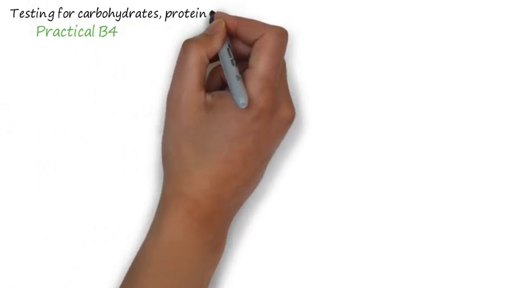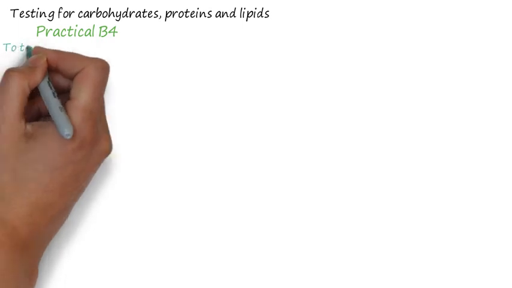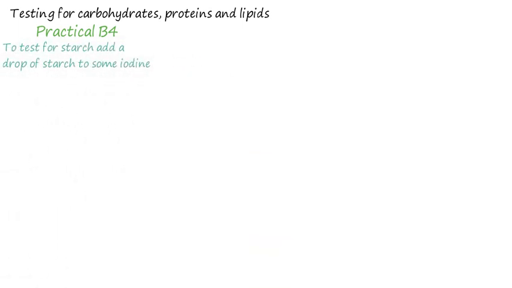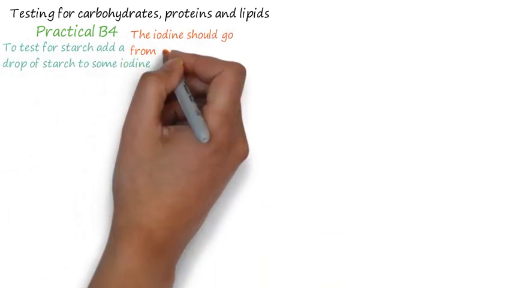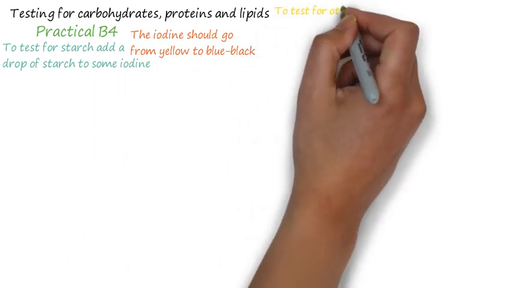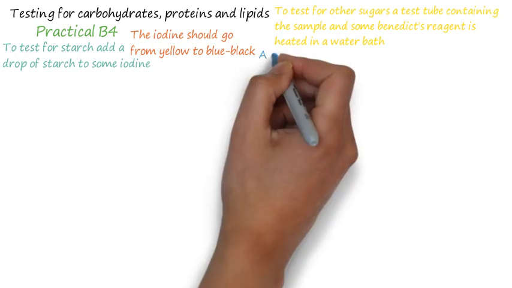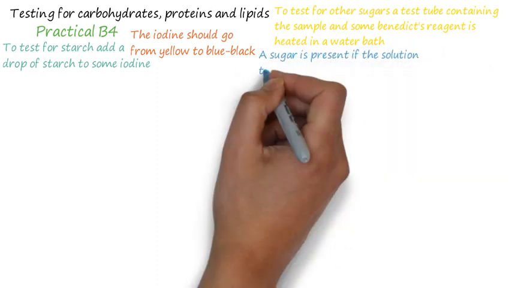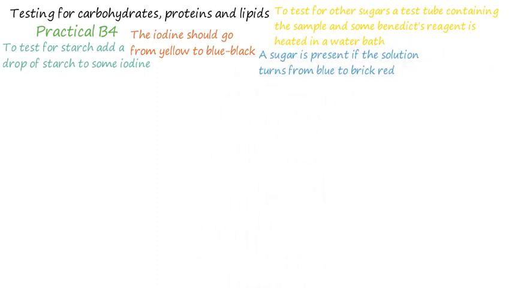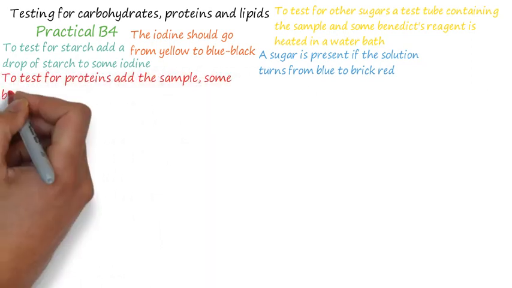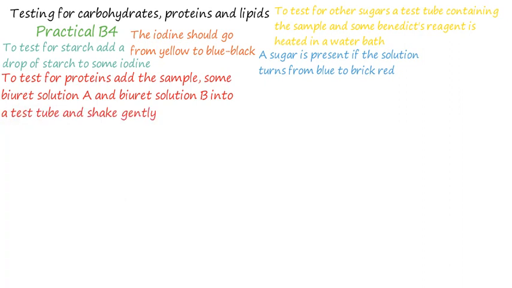The next required practical is testing for these 3 compounds. Carbohydrates have 2 different tests. If testing for starch, then add a drop of starch to some iodine. The iodine should go from yellow to blue-black. If testing for other sugars, Benedict's reagent is used. A test tube containing the sample and some Benedict's reagent is heated in a water bath. If the solution turns from blue to brick red, a sugar is present.